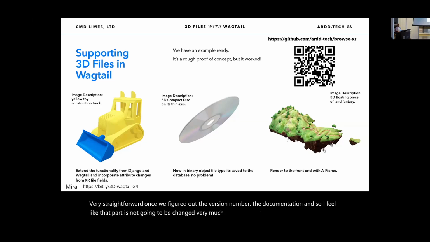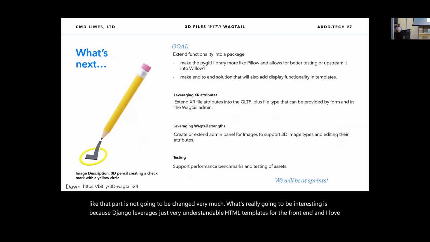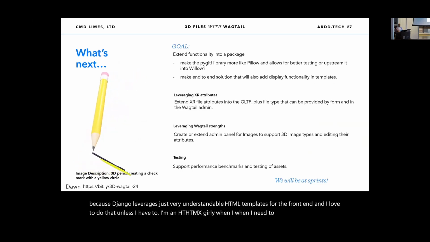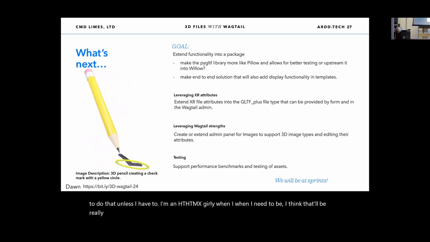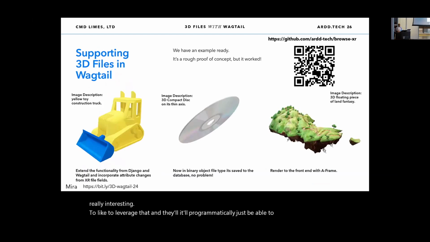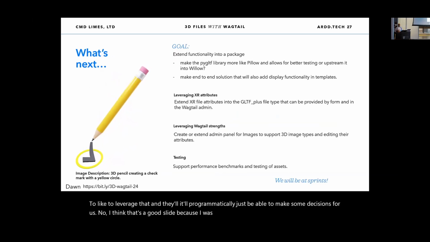What's really going to be interesting is that Django leverages very understandable HTML templates for the front end, and I love to do that unless I have to. I'm an HTMX girly when I need to be. I think it'll be really interesting to leverage that, and it'll programmatically be able to make some decisions for us.